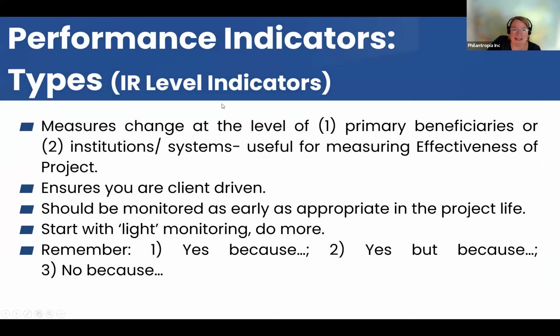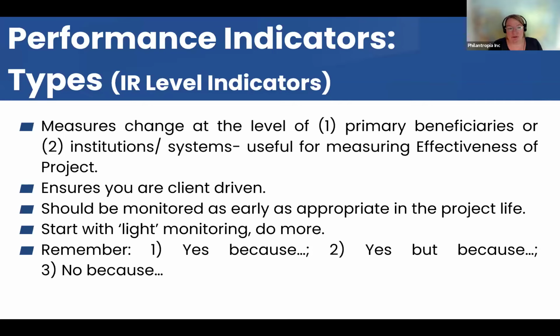So now we get to the next level, which is the intermediate results level indicators. So that is outcome, midterm, something that your project should be able to achieve. It measures the change at the level of the primary beneficiaries or the target group or the institutions and systems that you work with. It's useful for measuring the effectiveness of your project because this is actually the outcome level. This is what your project is supposed to achieve.